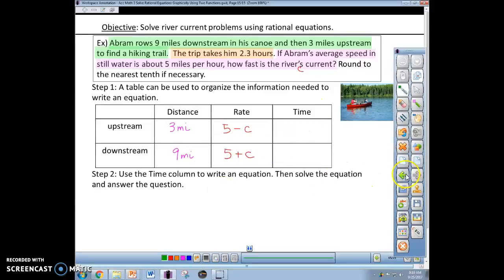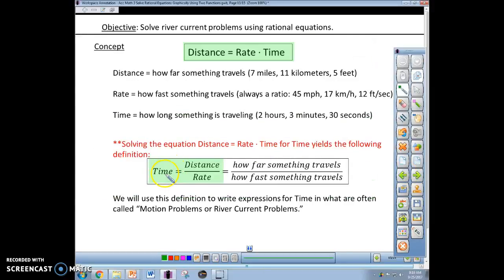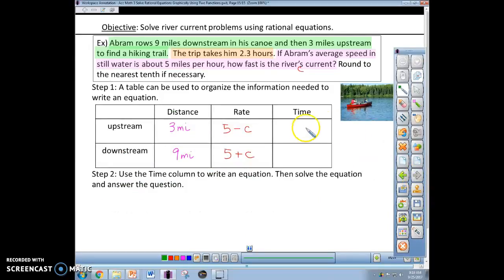Then this column is where we use the information here. The time is equal to distance divided by rate. And so the time that Abram was traveling upstream is his distance traveled of 3 miles divided by his average rate of 5 minus C miles per hour. And his time traveled downstream is his distance traveled of 9 miles divided by his average rate in that direction, which is 5 plus C miles per hour.